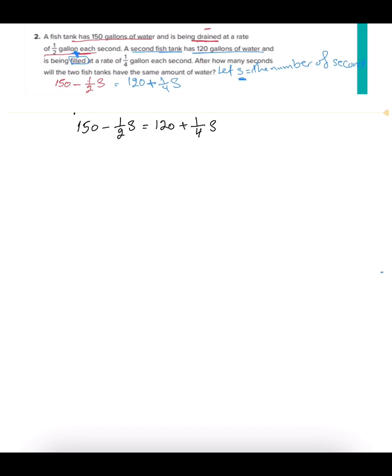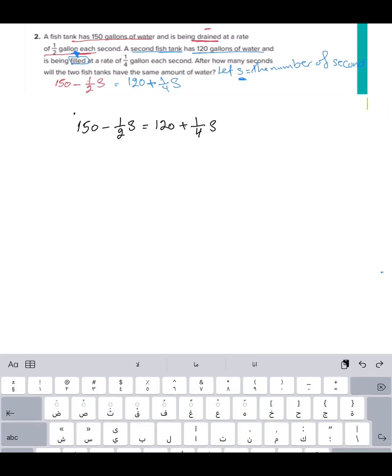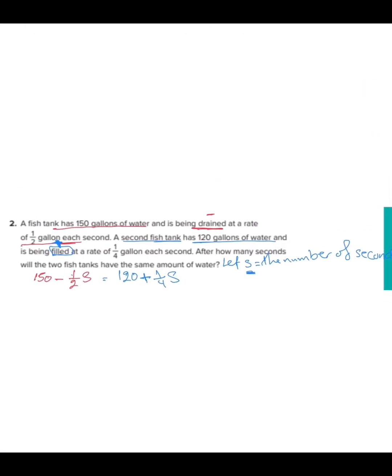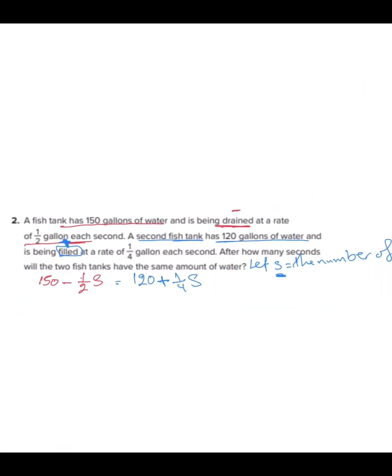Question 2. A fish tank has 150 gallons of water and is being drained. As we say, drained means negative, at a rate of half a gallon each minute. So this is minus half s. The second fish tank has 100 gallons and is being filled, so there is a plus, and the second one here is plus. Okay, let's complete it, and now we will know how to solve it.